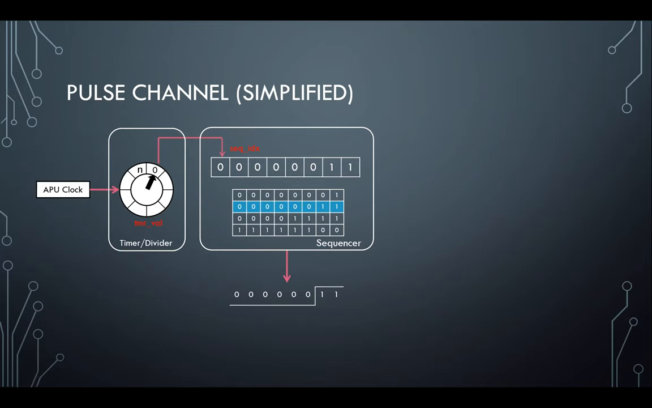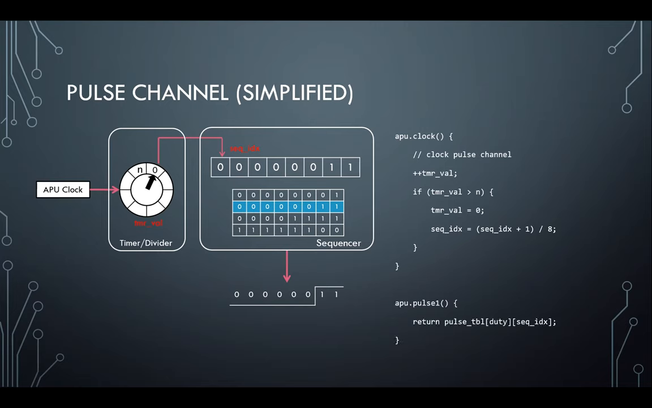Within the APU, it actually has several defined tables of sequences. For example, this one is 12.5%, 25%, 50%, and 75%, to produce slightly different sounds. To simulate this in software, it's actually very simple. When the APU block clocks, the first thing is to increase the timer value. If the timer value is more than n, set it to zero and increase the step index. This is all we need to write in the software side. And there's another function to return the pulse channel output, which is just a lookup from the preset table. So each channel is actually organized like that.